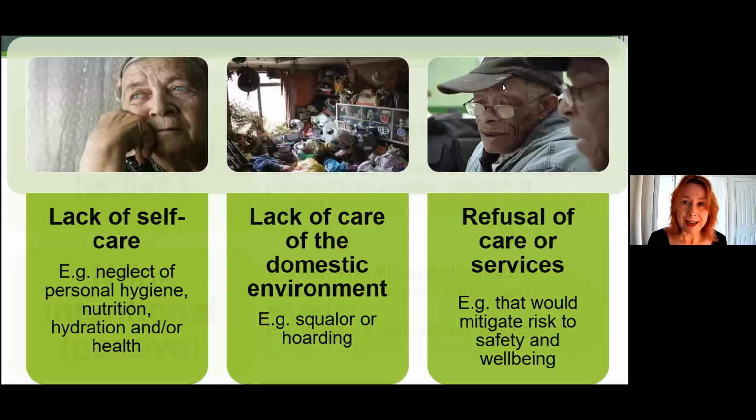So self-neglect can include lack of self-care, so neglect of personal hygiene, neglect of your nutrition, hydration, and or health. If we think about nutrition and hydration, that's really important, for example, around our elderly population. If they don't keep themselves hydrated and nourished, they go downhill really quickly. And the same thing about the domestic environment. If they're not putting the heating on, they can get hypothermia really quickly. They can overheat really quickly.